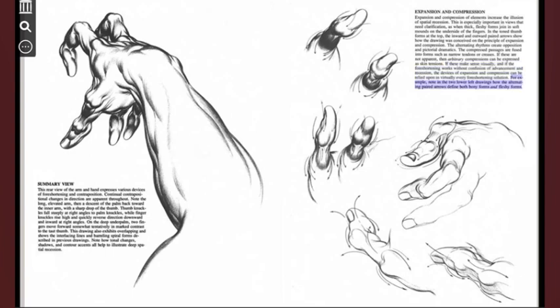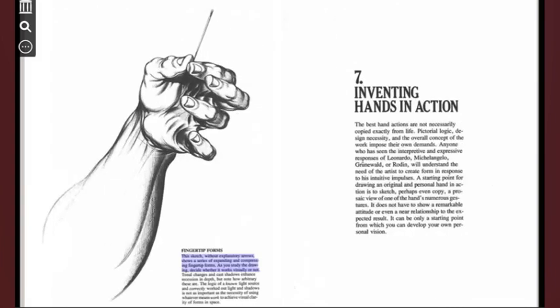For example, note in the 2 lower left drawings how the alternating paired arrows define both bony forms and fleshy forms. This sketch, without explanatory arrows, shows a series of expanding and compressing fingertip forms. As you study the drawing, decide whether it works visually or not.